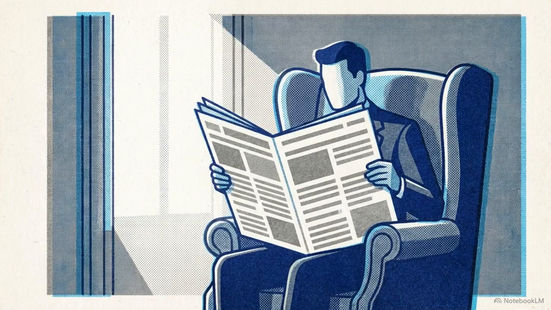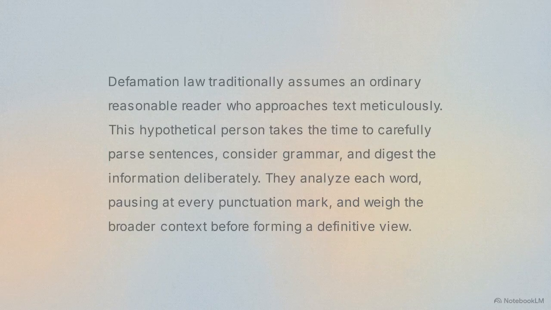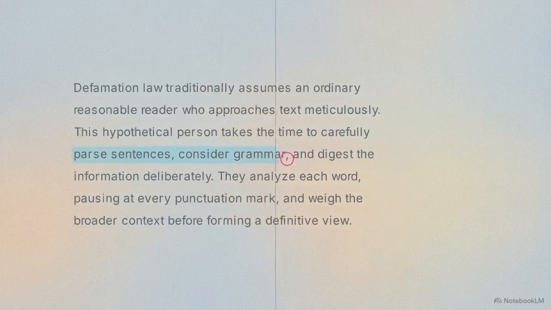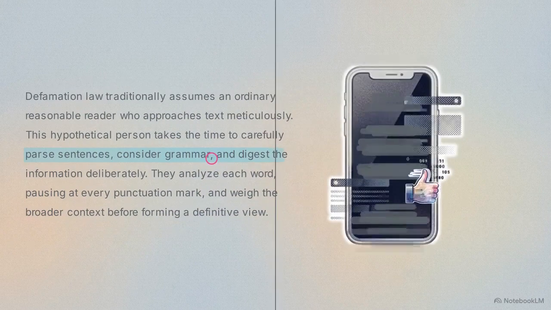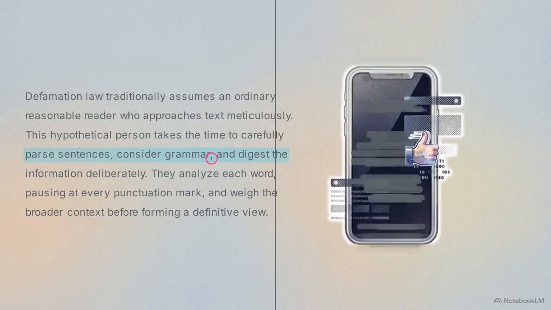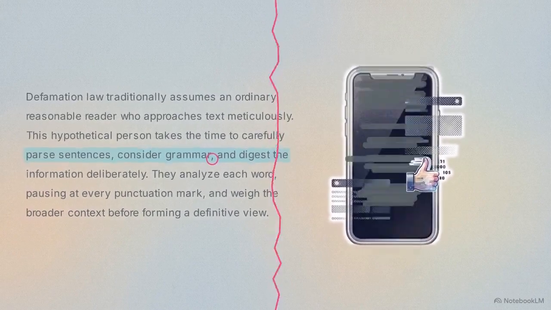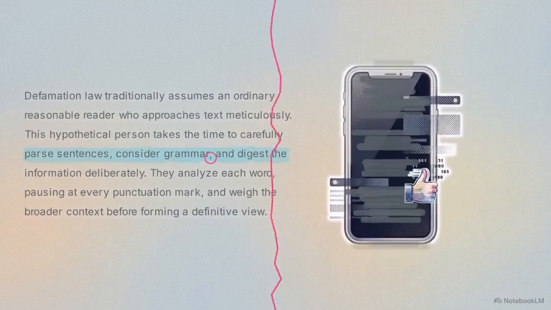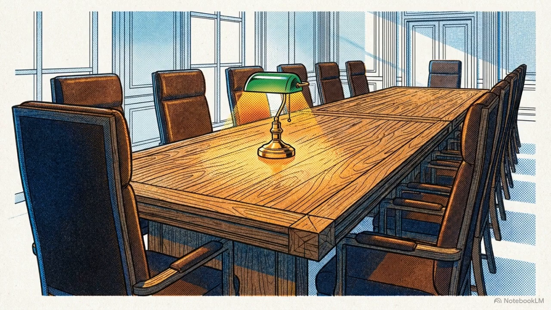This standard assumes a specific type of consumption. It expects a reader sitting with a newspaper or a book, taking the time to parse sentences, consider grammar, and digest the information deliberately. Applying that deliberate, print-era standard to a platform engineered for infinite, rapid scrolling creates immediate legal friction. Digital platforms strip away the traditional context provided by an editorial board.